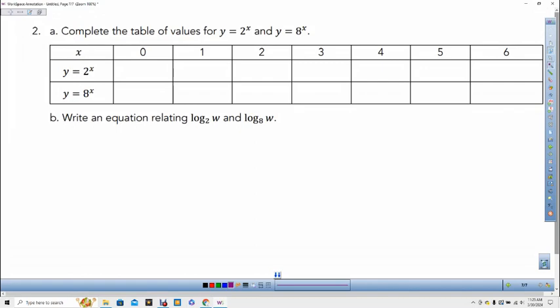All right, so for number 2, we're completing the table of values for y equals 2 to the x and y equals 8 to the x, and then we're going to figure out an equation relating the two log versions of those. So 2 to the x: 2 to the 0 is going to give us 1. 2 to the 1 gives us 2. 2 squared gives us 4. 2 to the third gives us 8. 2 to the fourth gives us 16. 2 to the fifth gives us 32. And 2 to the sixth gives us 64.